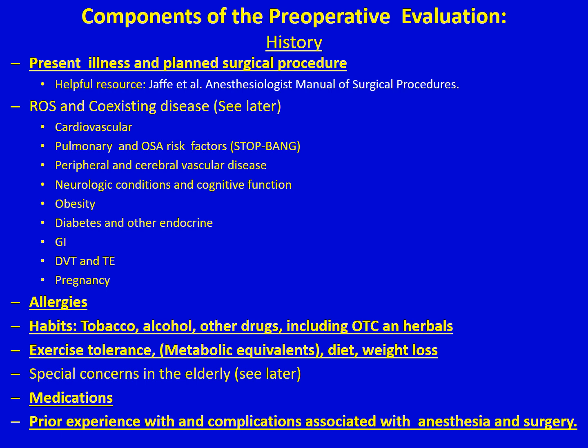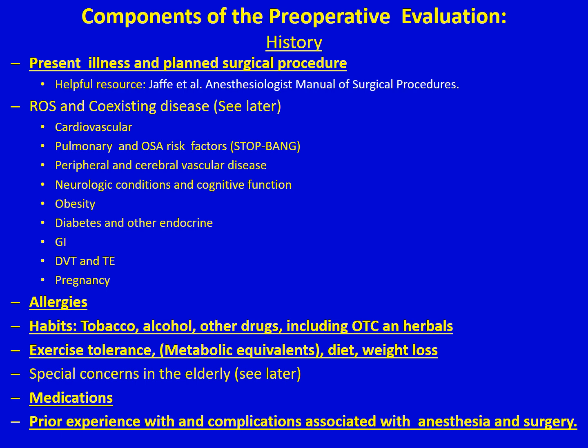The second is a history related to coexisting diseases and review of systems. And we'll go into this in a little more detail in a few minutes. Importantly, you need to review allergies, not only drug allergies, but allergies to other substances that they may be exposed to. You need to review their habits, especially for tobacco, alcohol, other drugs, including over-the-counter drugs and herbals. Very important is knowledge about their exercise tolerance.